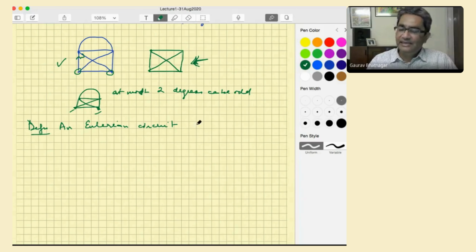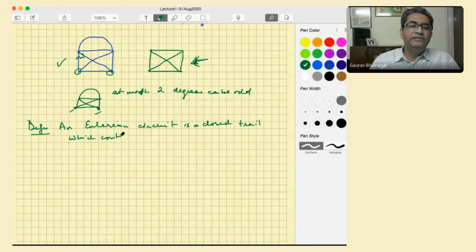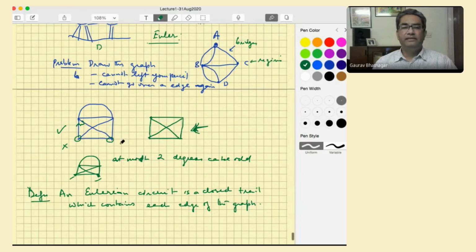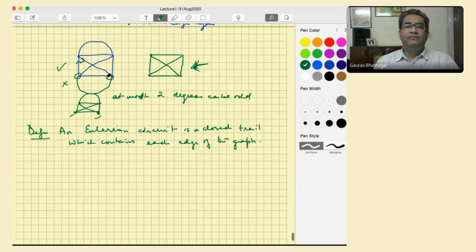Anyway, an Eulerian circuit is a closed trail which contains each edge of the graph. So I'm not counting this as an Eulerian circuit. Okay. So this is not. It starts somewhere and ends somewhere else. That's not allowed. But if I had this guy, then it's fine. So I start somewhere and then I come back here. That's an Eulerian circuit.